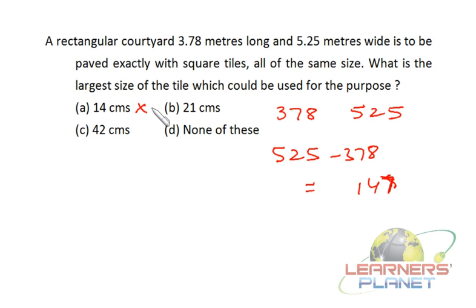HCF, that is highest common factor, must be a factor of both of them. So 14 cannot be the right choice. Similarly, 42 cannot be the right choice. So we are left with 21.